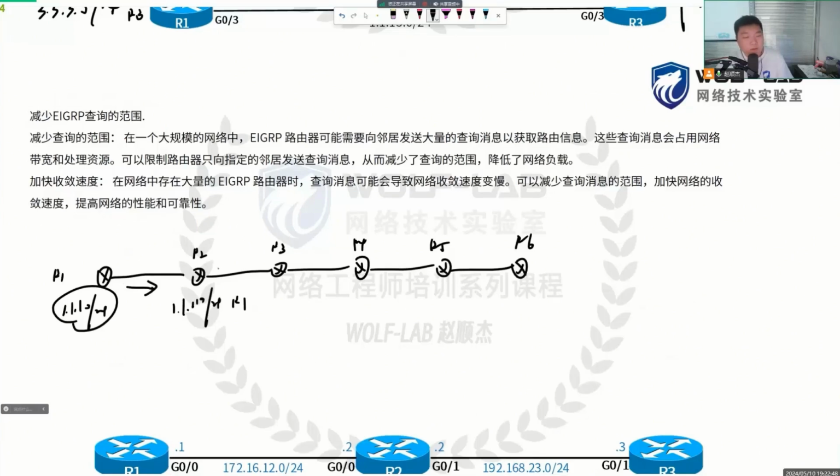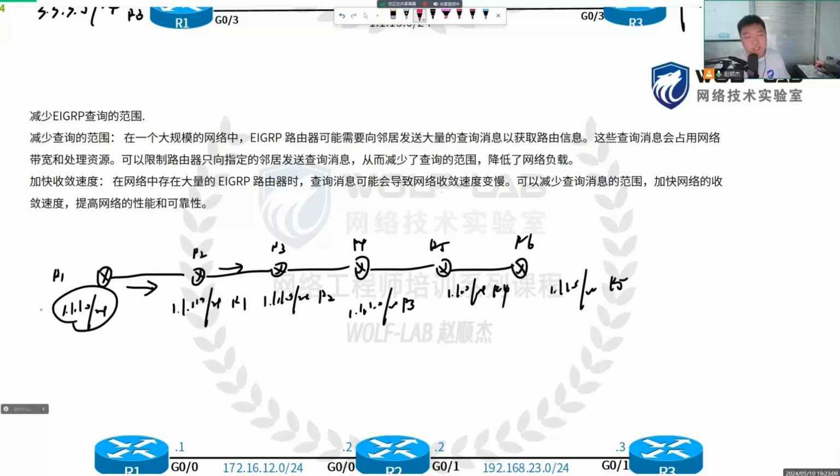R3 takes 1.1.1.0/24 through R2. R4 takes 1.1.1.0/24 through R3. R5 takes 1.1.1.0/24 through R4. R6 takes 1.1.1.0/24 through R5. Then the route entry is announced by R1.